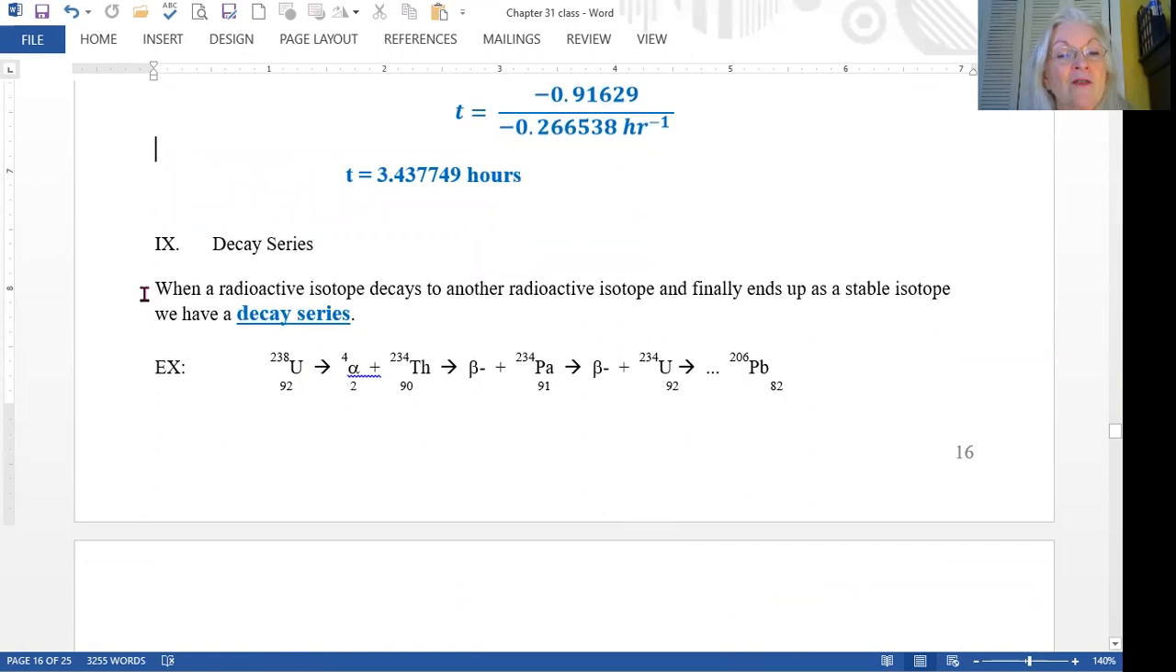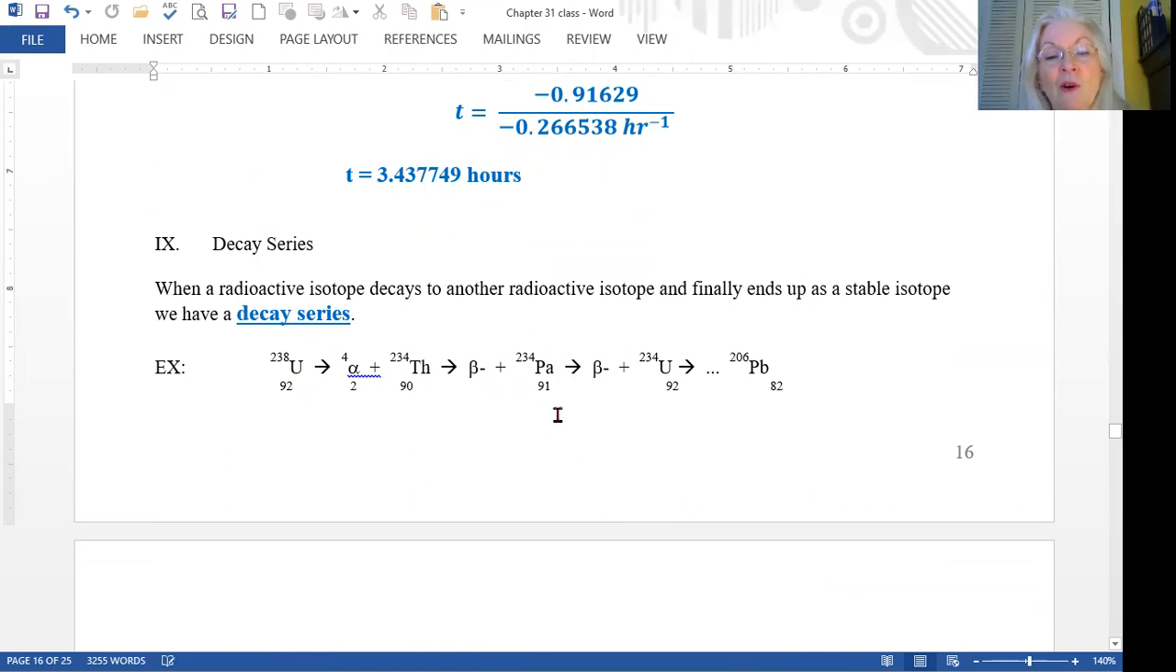Some radioactive decays are not a one-step process. Some of them, you have your unstable nucleus, and maybe it gives off an alpha particle and forms the daughter. So maybe we have uranium-238 and it gives off an alpha and it forms thorium-234, but thorium-234 is also radioactive. It is unstable. So maybe it gives off a beta minus particle and the daughter is Pa-234.